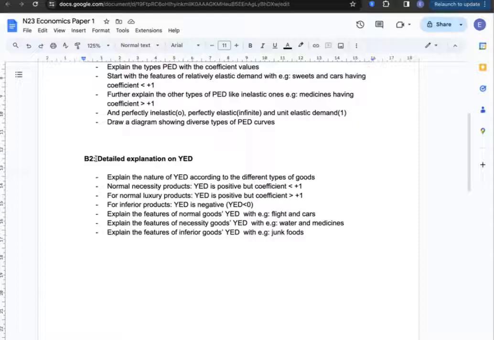After that, with examples of flights or cars, I can explain the features of normal goods YED. The goods' demand goes up when income increases, and vice versa. And for inferior goods YED, the income change is having an inverse relationship with demand.